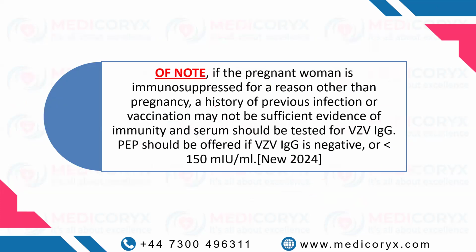Of note, if the pregnant woman is immunosuppressed for a reason other than pregnancy, a history of previous infection or vaccination may not be sufficient evidence of immunity, and serum should be tested for varicella zoster virus IgG. PEP should be offered if it is negative or if it is less than 150 milli-international units per ml. Okay, in terms of previous infection or vaccination, in that scenario, you are going to offer them, right?